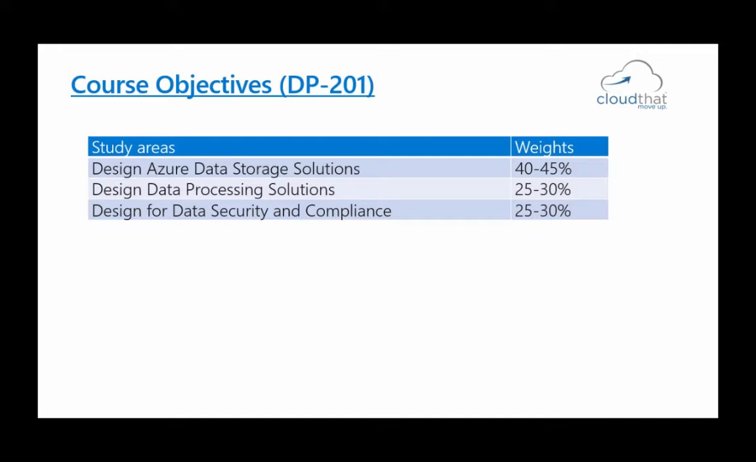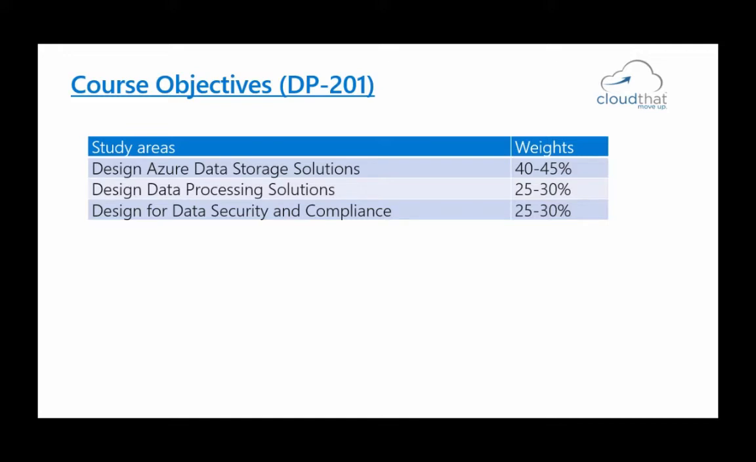And the last segment where Microsoft judges you with respect to DP-201 is your capability to design data solutions, be it storage or processing, keeping security and compliance into account. Here, questions may come such as whether you should do data masking or encryption, right? What will you recommend? Will you recommend data masking in this scenario or encryption in this scenario, right?